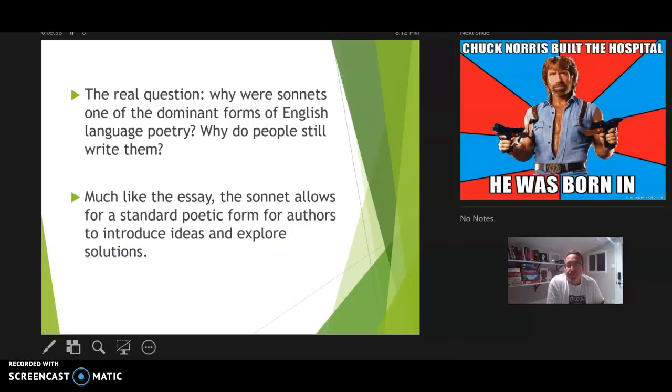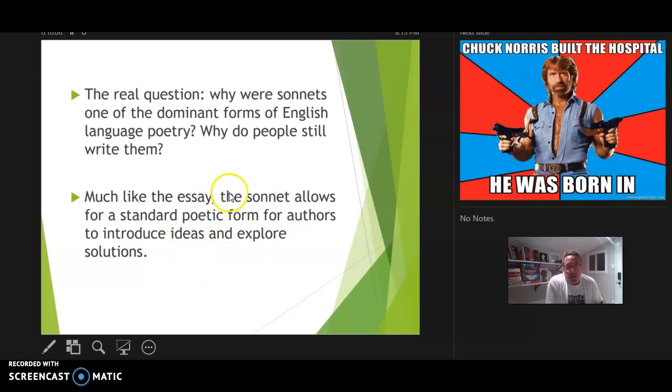So the real question here, this is all stuff that probably gives a lot of people flashbacks to high school, is why were they one of the dominant forms of English language poetry? Why do people still write them? Because people do. People still write sonnets. I know it's hard to believe sometimes, but people write them. They were a dominant form of courtly, highbrow poetry for a long time, and very influential after that, since they were introduced in English.